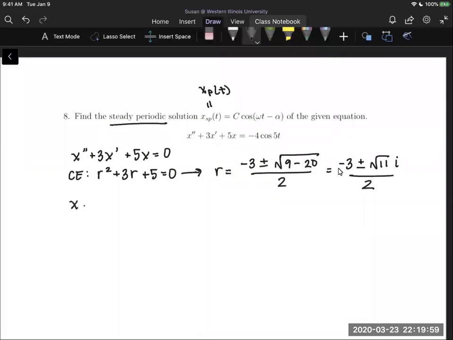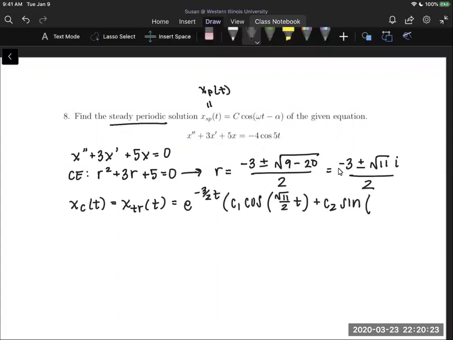We can now write out our complementary function, which is also known as our transient function, to be e to the negative 3/2 t times c1 cosine of root 11 over 2 t plus c2 sine of root 11 over 2 t. All right, so here's our complementary function. We're going to utilize that when we compute the terms and identify if we have some duplication.